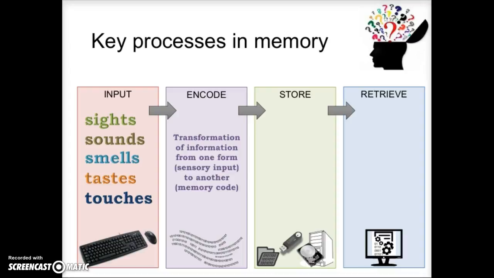So right now, you are seeing what's on your screen. You're seeing the slide. That is a sight that's coming in. You're listening to the sound of my voice and the words that I'm saying. That is the input. Encoding is going to be when that raw sensory data is transformed into a code that we have the capability to store and ideally retrieve.